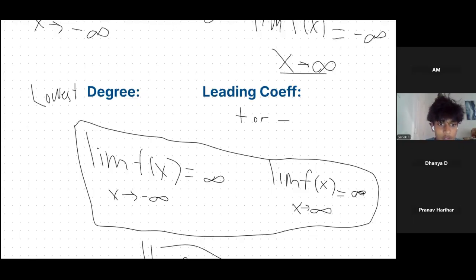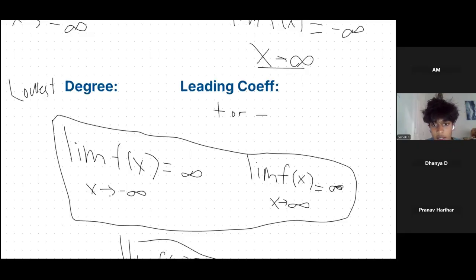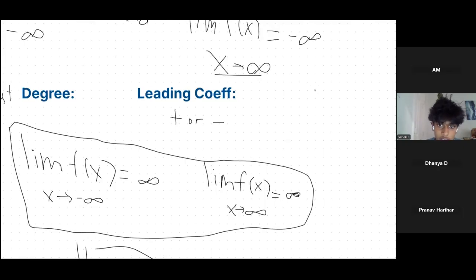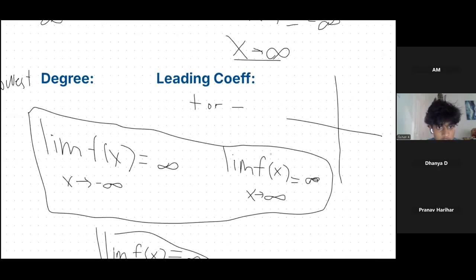All right, so here's a solution. The limit of f of x equals infinity as x goes to negative infinity. The limit of f of x equals infinity as x goes to infinity. So we're trying to find the lowest possible degree and the leading coefficient. So let's draw this out to make it simple. As x is going to negative infinity, f of x is infinity, so it's something like that. And then it's the same for the other side: as x is going to infinity, f of x also equals infinity. Checks out.